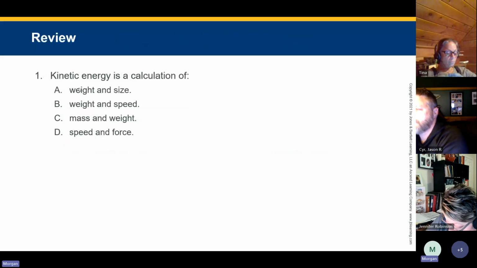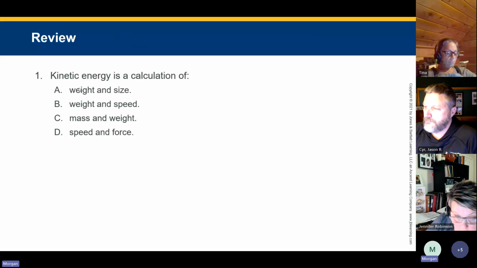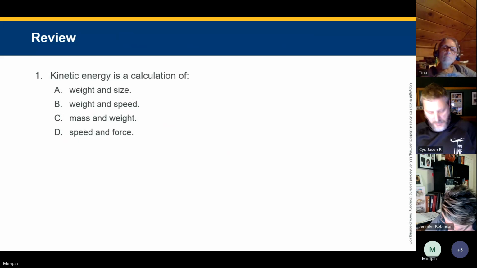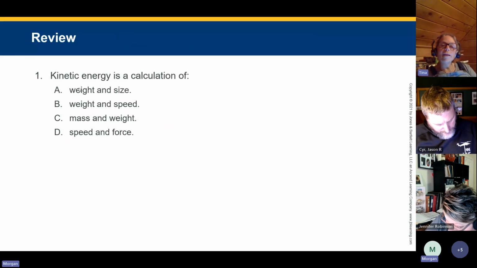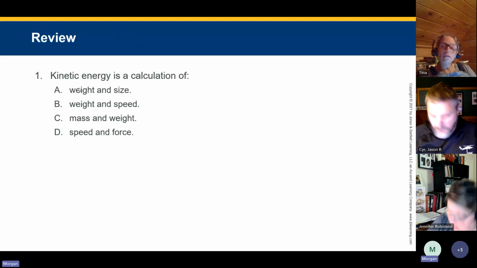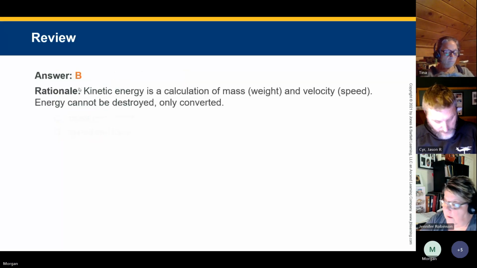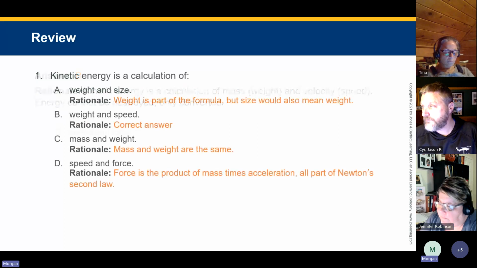So kinetic energy is calculated by weight and size, weight and speed, mass and weight, or speed and force. I think B. Yeah, it's half the mass times the speed squared. Speed squared. And that will probably pop up on one of your quizzes at some point, or maybe even the National Registry.